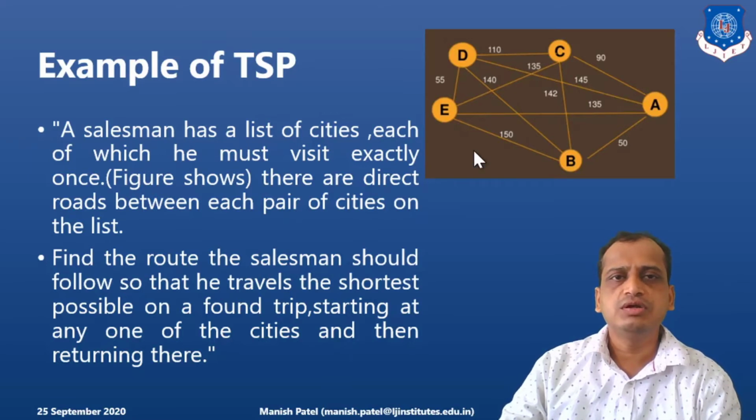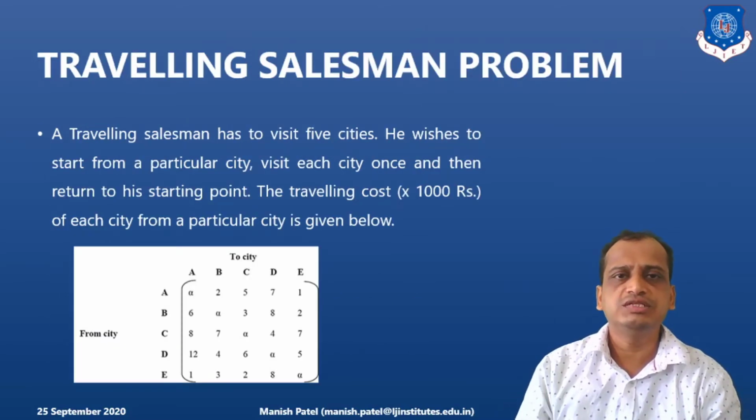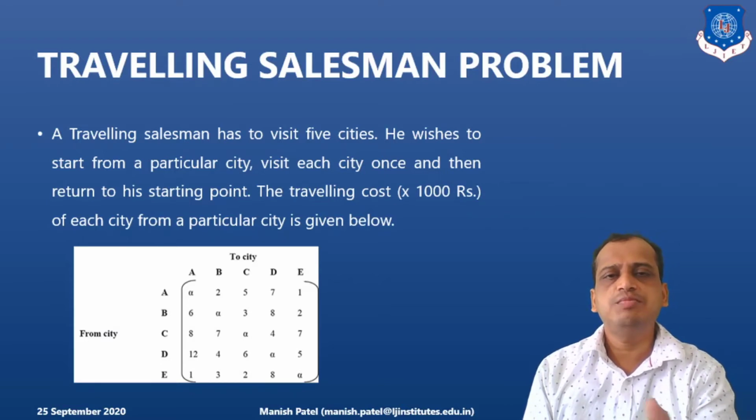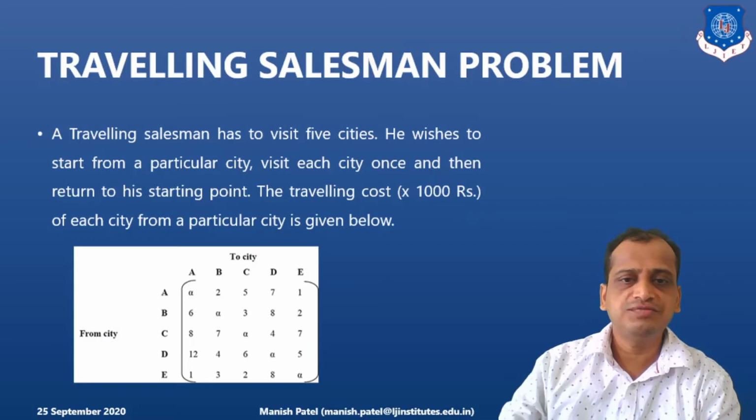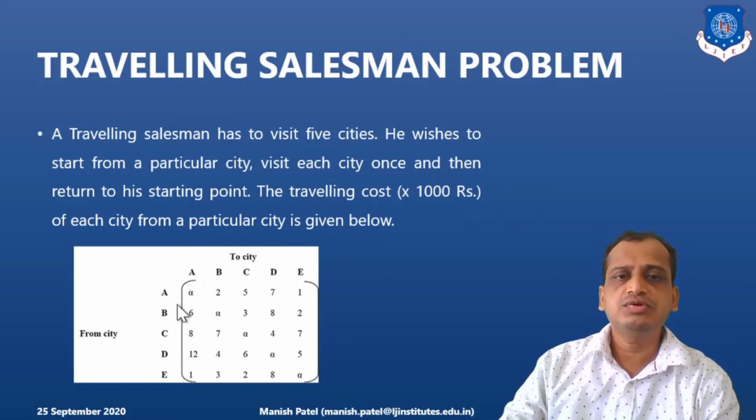Let's look into an example so that we can understand how to solve the traveling salesman problem. Here the matrix is given where a traveling salesman wishes to visit the cities A, B, C, D, E. These 5 cities are given, and the costs are also given in the matrix, multiplied by 1000 rupees. If he travels from A to A, definitely the cost is going to be 0, so here it is given as alpha. From B to B is alpha, C to C, it's pointless.